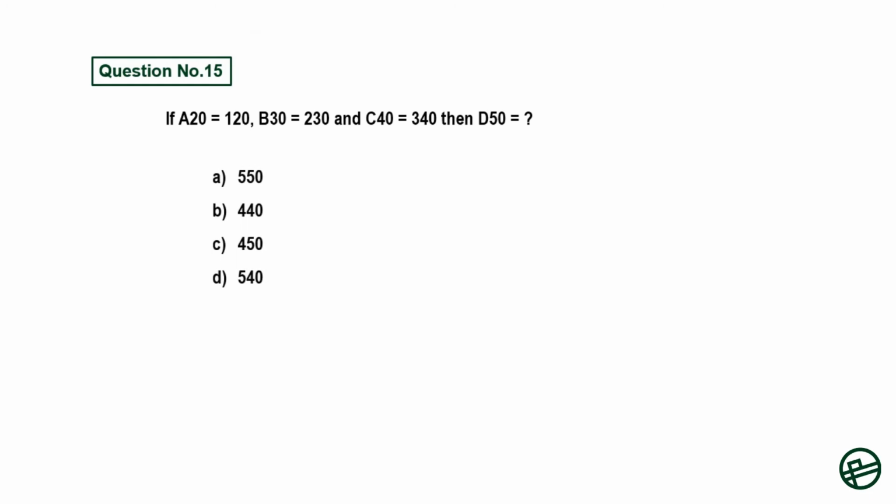Question number 15. If A20 equals 120, B30 equals 230, and C40 equals 340, then D50 equals? Option A, 550. Option B, 440. Option C, 450. Option D, 540. Answer is option C, 450. Explanation.